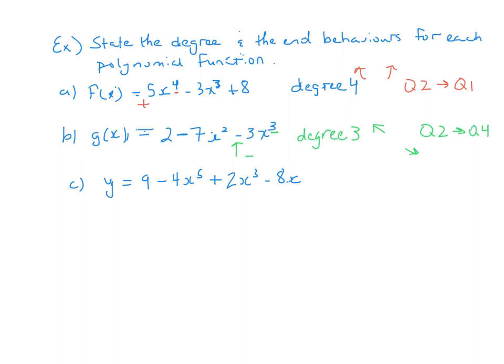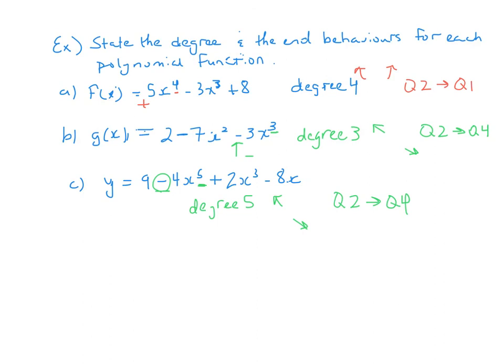And looking at this last example, if I look at the degree here, it's a degree 5. Should use a different color. Degree 5. And I didn't get another color, but that's okay. Degree 5. So again, it's odd degree. And I know that's like a line, and my leading coefficient is negative again in this case, negative lead coefficient. So again, my end behaviors are going to be Q2 to Q4 in terms of what that graph looks like.